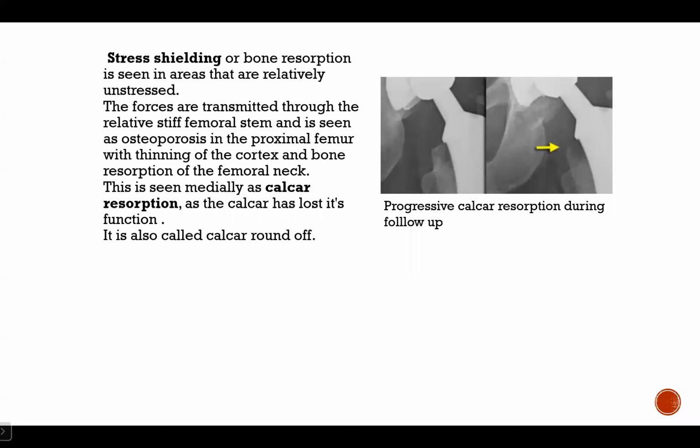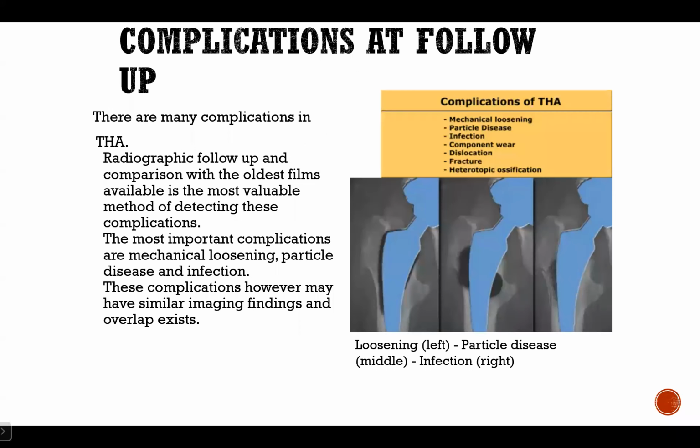Complications at follow-up. The complications of total hip arthroplasty at follow-up are many, and radiographic follow-up and comparison with all the films available is the most valuable method for detecting these complications. The most important complications are mechanical loosening, particle disease, and infection. These complications, however, may have similar imaging findings and overlap exists.